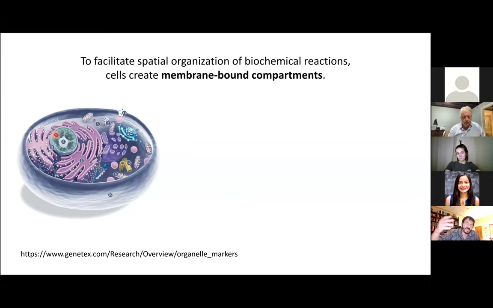These are different regions where the ATP is made. These are membranes that are separating. The nucleus is separated by a membrane. These regions are separated by a membrane. Here's some other mitochondria. They're separated by a membrane. Basically, the cell is filled with these compartments that are surrounded by membranes.